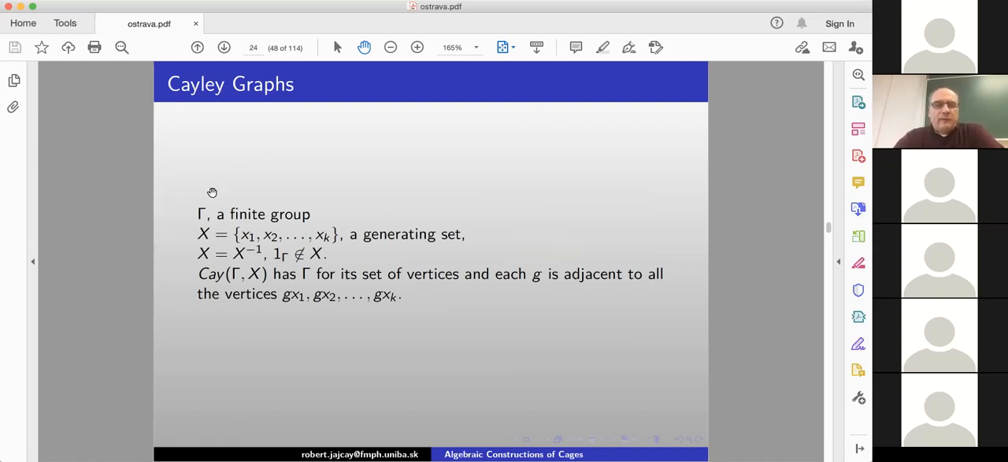A Cayley graph starts from a finite group, gamma. It has a generating set of this group that we will close under inverses, meaning we throw in the inverses for each element, but we don't want the identity in the set. And then the Cayley graph is constructed from the group by having the set of vertices identical to the elements of the group. And two vertices are joined if you can get from one to the other by multiplying by one of these generators. So the vertex g is connected to the vertices gx1, gx2, all the way to gxk.